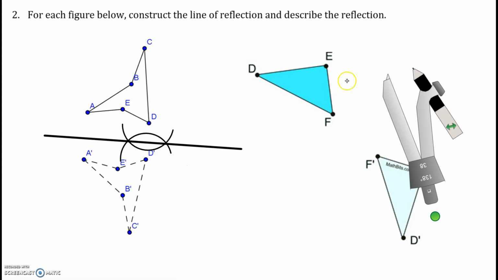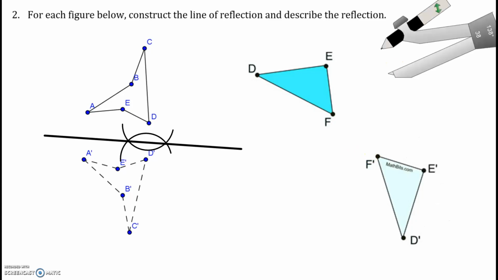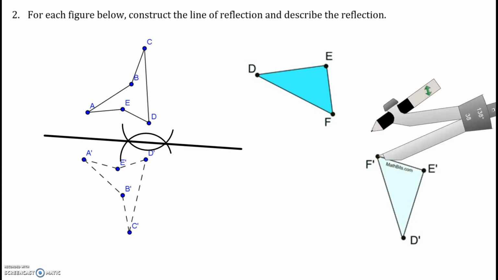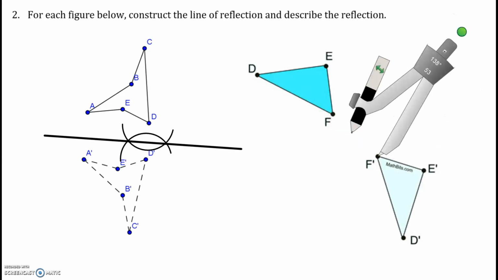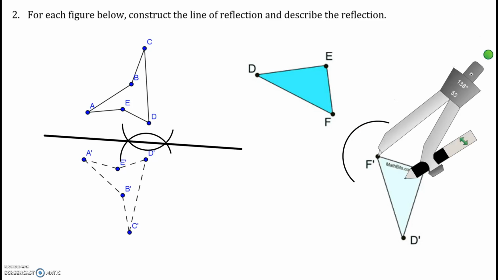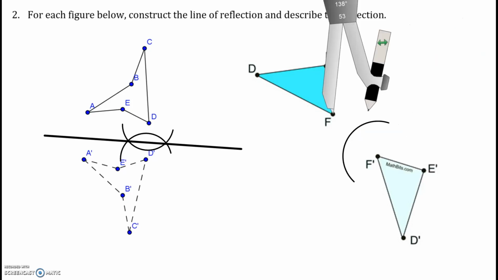Okay, same thing on the next shape. We want to go between 2 points that correspond, like F and F prime. And we're going to open our compass so that it's more than halfway between F and F prime, and we're going to swing an arc. And then we're going to flip it around and go to the other point and swing another arc. And then when we connect, those make the line of reflection.